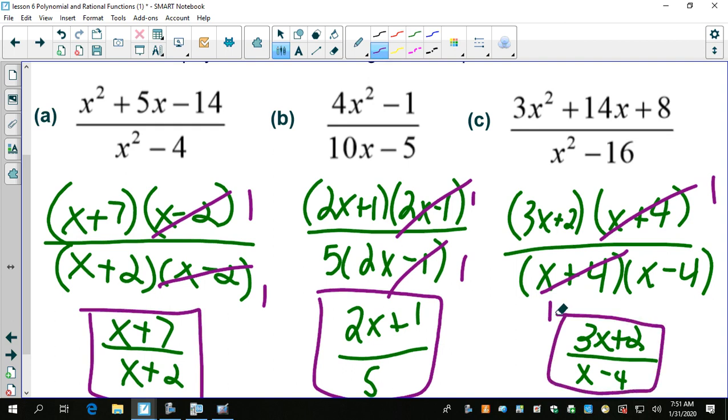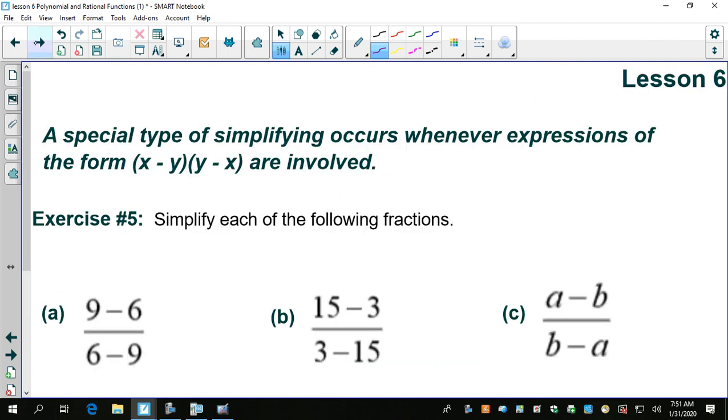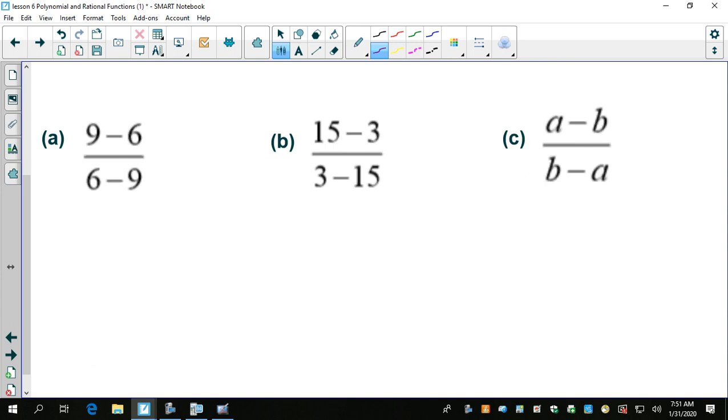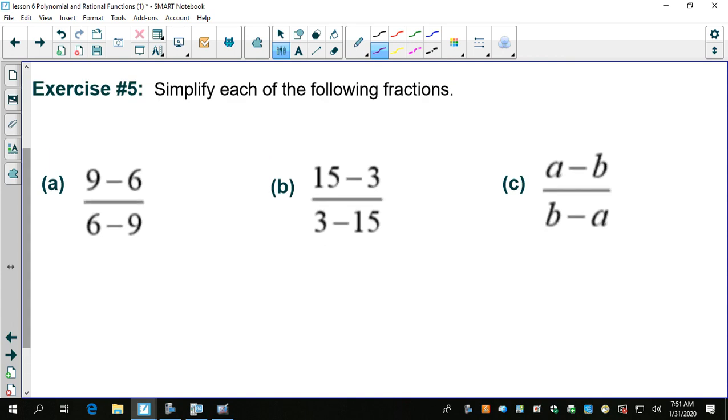Okay. Now, exercise 5 brings up a very important idea here. And we want to look at, well, what happens if we had x minus 5 over 5 minus x? Does that equal 1? No, I mean, you can see that, right? Because this is positive and this is negative. So they're clearly not going to cancel to 1. But do they cancel to something else? Yes. What do you think? Negative 1, yeah, they do.